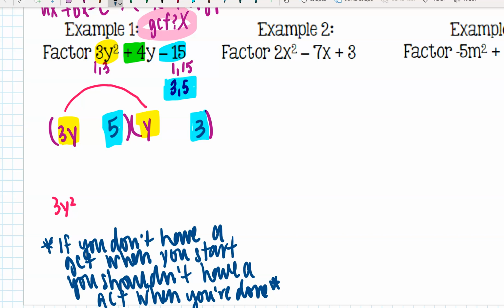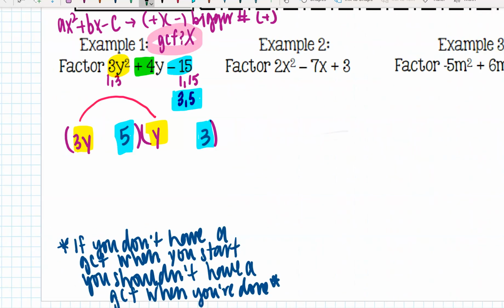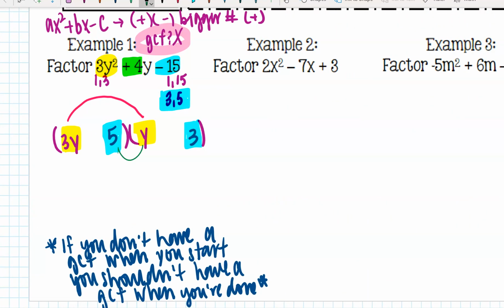Okay? So now we need to think about our signs. All right? So when we think about our signs, I have my 3 and my 5, and then I have my y with my 3 over here. The signs I want to look at are signs that will give me a +4. So remember, when we do the factoring, the middle term is what we care about. So we need to come up with signs that give us a middle term of a positive 4y.